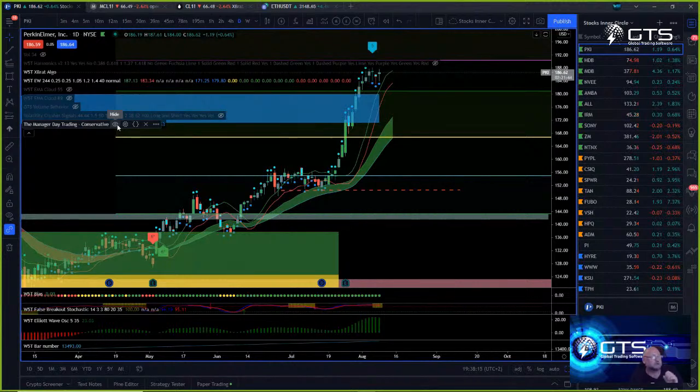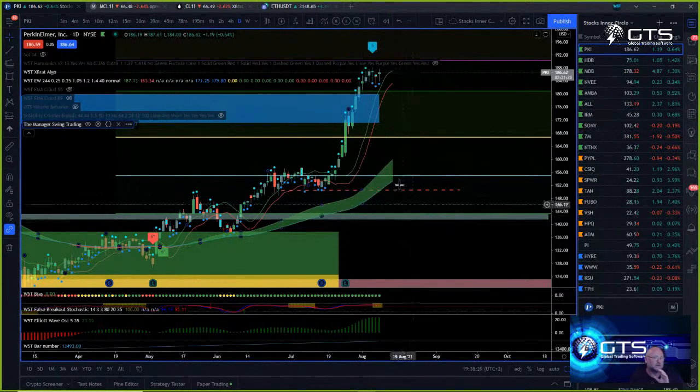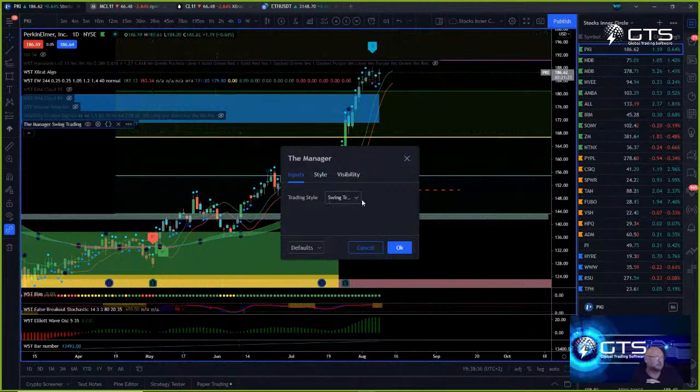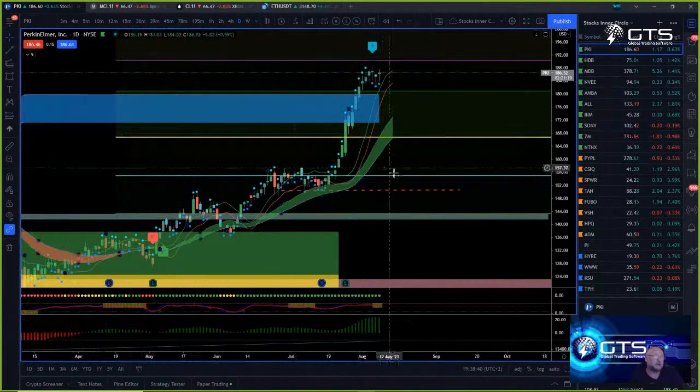So what I've decided to do is I've moved the setting to day trading conservative. If you see where the green cloud is now, how wide that is, if you go to swing trading, you can see it's a lot wider. It's going to take a lot longer to react to turn to red. So what I've done is change that to day trading conservative, and that's how I'm going to manage the trade.